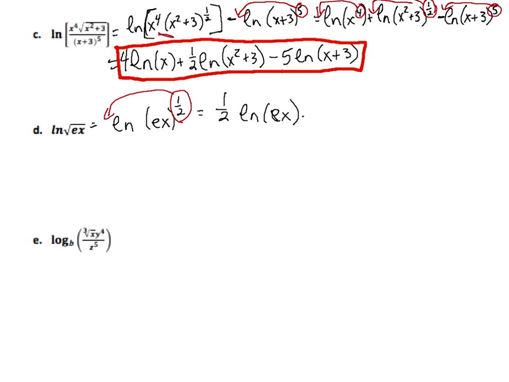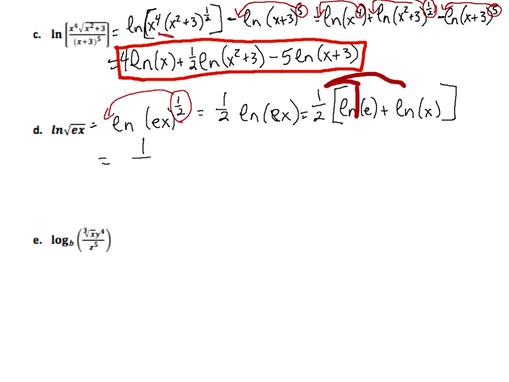So I still have the 1/2. And now I'm going to use brackets here because now I have the ln of e plus the ln of x. Well, hopefully it jumped out at you that the ln of e can be completely evaluated as just 1. ln of e is 1. So then I can distribute that 1/2 to both of those terms, and I end up with 1/2 times 1, just 1/2, and 1/2 times the ln of x is plus 1/2 ln of x.